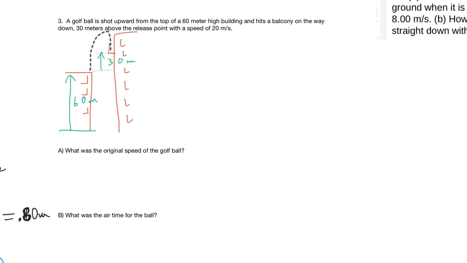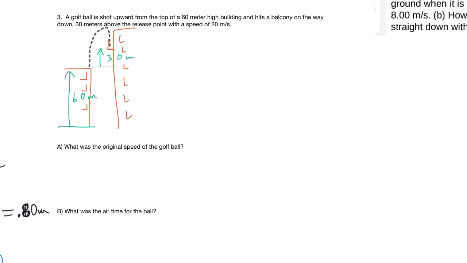Okay, one more, I think. No, we got a few more. A golf ball is shot up from the top of a 60-meter high building and hits the balcony on the way down, 30 meters above the release point. This is all shown in the picture. Speed of 20. So we know that VF is negative 20 meters per second.